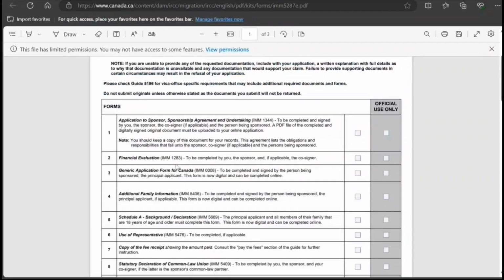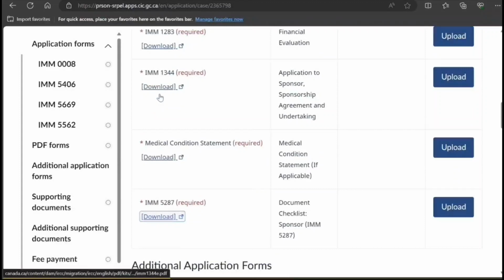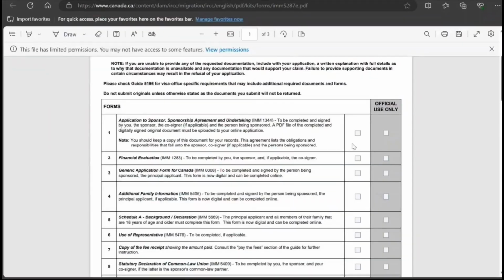Okay, so the application to sponsor undertaking, 1344. Do we have it here? Yeah, so this will be done. A PDF file of the completed and digitally signed original document must be uploaded.